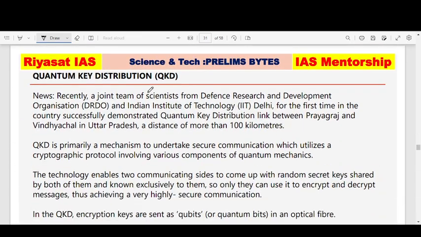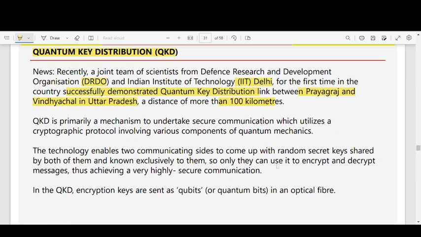Next topic is your quantum key distribution, QKD. It is being developed by scientists from DRDO and IIT Delhi, and they have for the first time successfully demonstrated a QKD link between Prayagraj and your Vindhyachal in Uttar Pradesh, a distance of more than 100 km. Quantum key distribution, basically it provides secure communication using a cryptographic protocol.